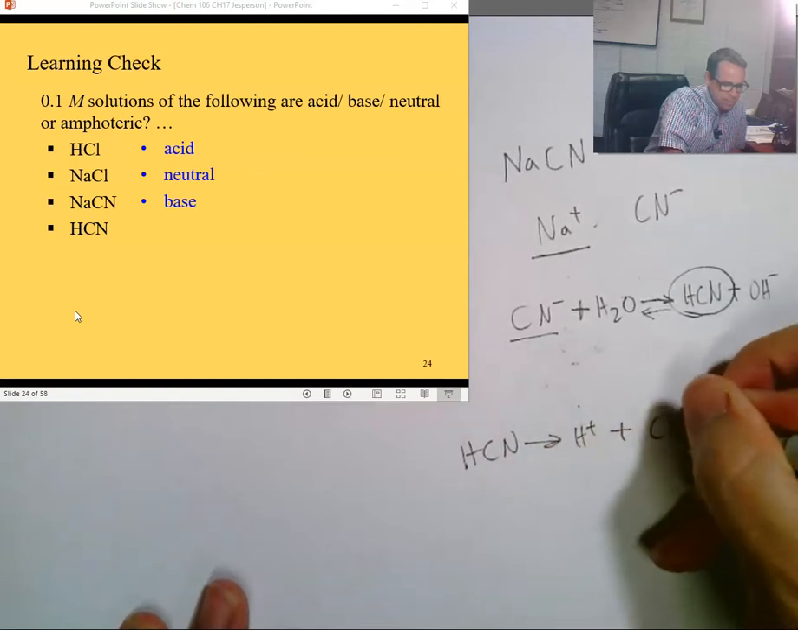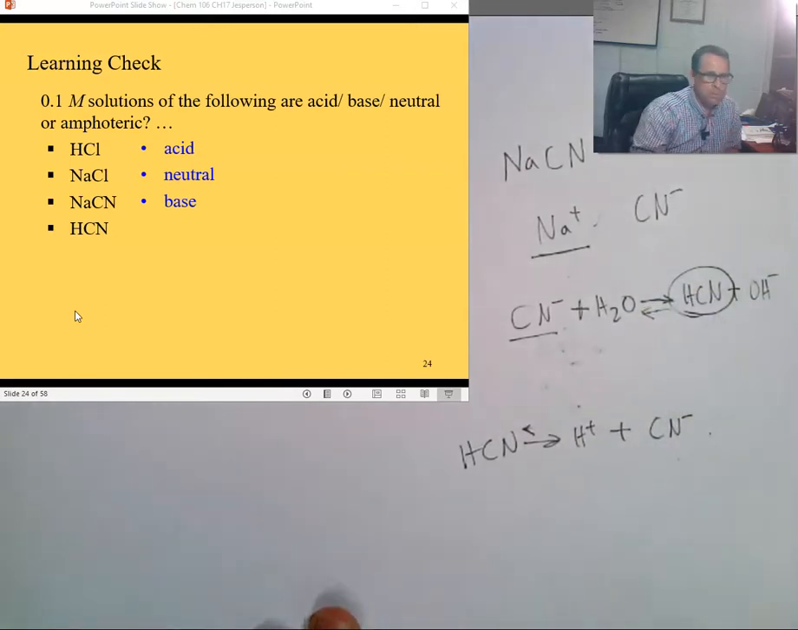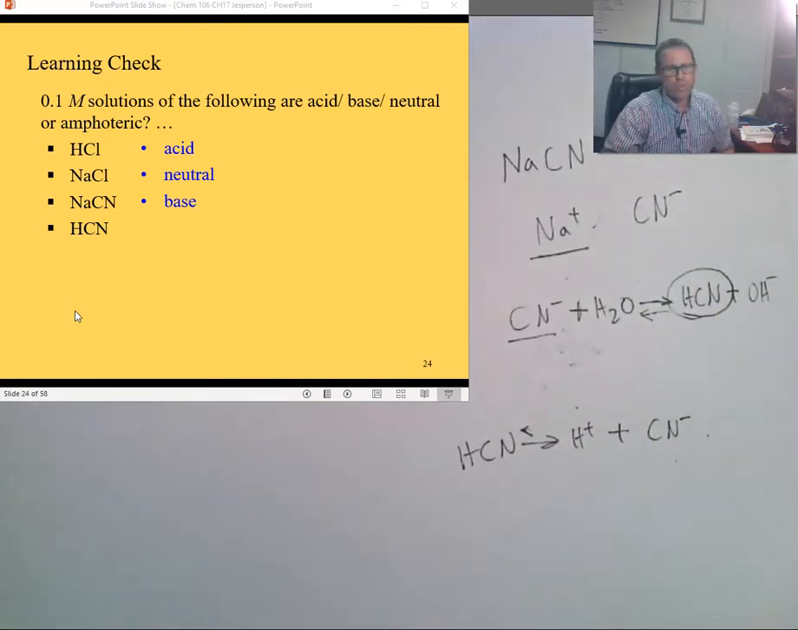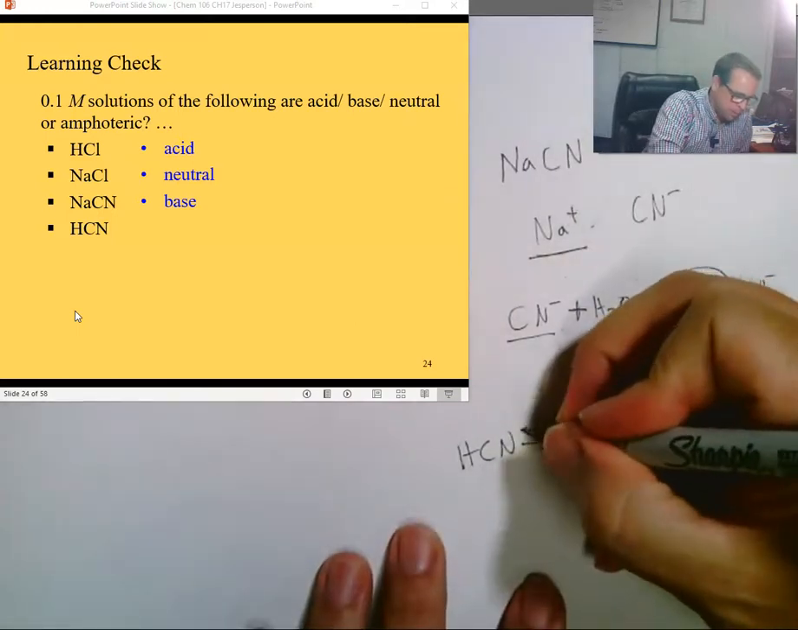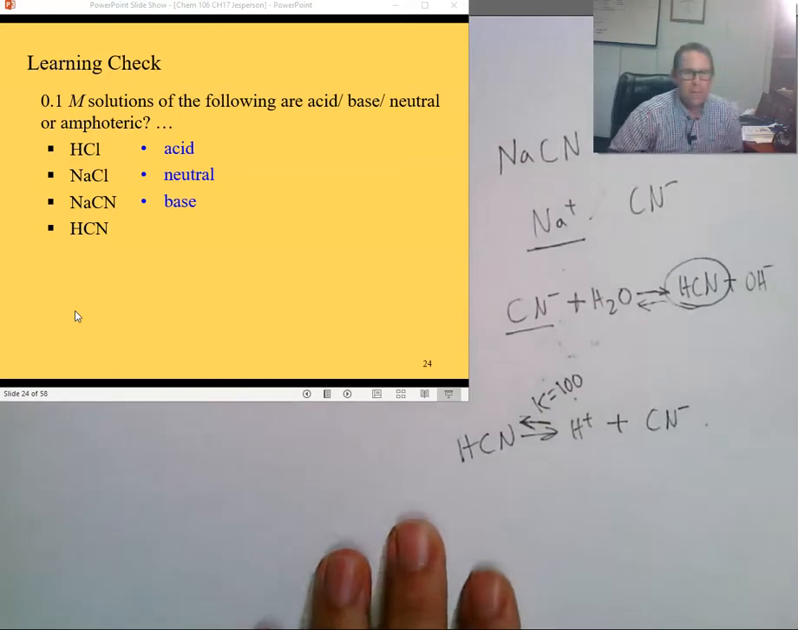So does that tell us any information about how it's going to affect the pH? Yes, sir. I think it'll remain neutral because both of them will be reacting at the same rate. Well, what if this K was 100? What would that tell us?